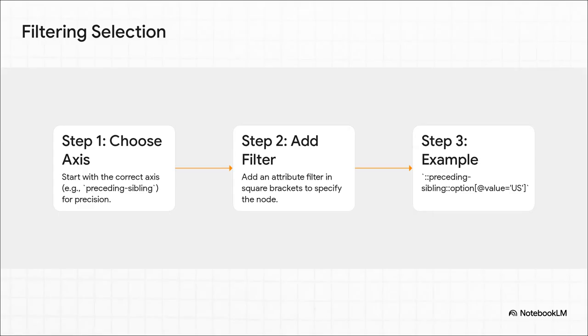Let's take a look. It's actually a super easy 3-step recipe. First, you start with the right axis, which for precision is almost always going to be preceding sibling. Step 2, you just tack on an attribute filter in those square brackets to specify exactly which node you want. So for our example, we'd add /preceding-sibling::option[@value='US']. And just like that, you've zeroed in on the exact one you needed.